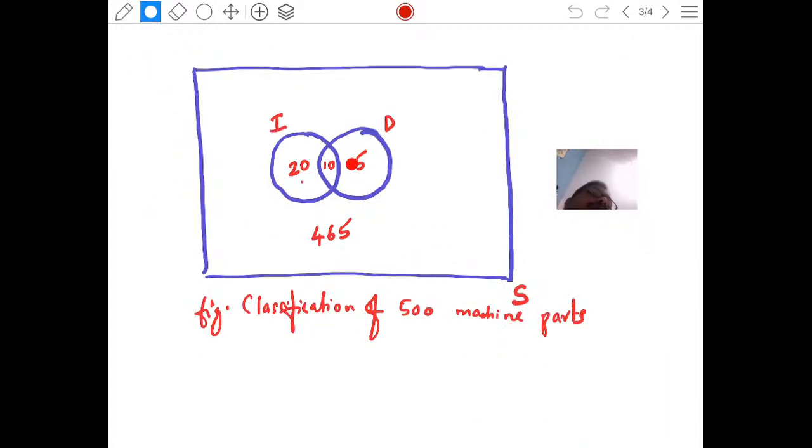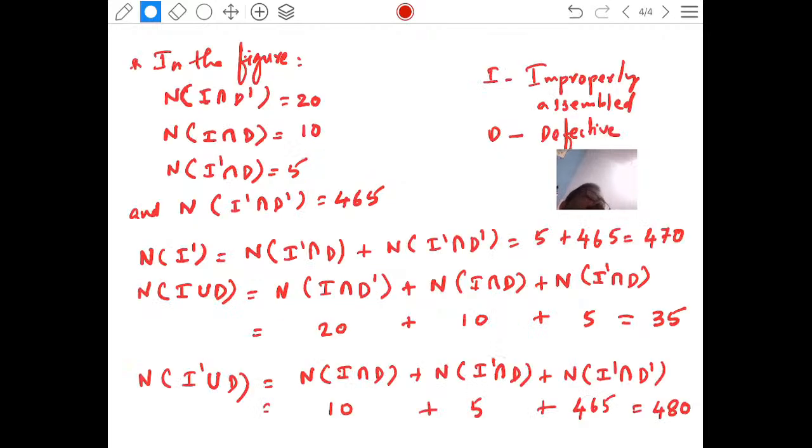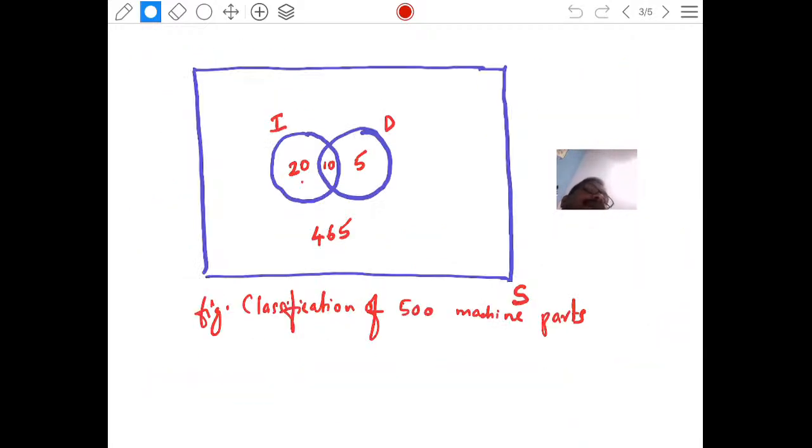So here the value 5 shows the machine parts which are defective. So this 465 plus 5 gives you 470, plus n of I intersection D. What is this I intersection D? Let us look at the Venn diagram again. I intersection D is this part, which is having the value 10.